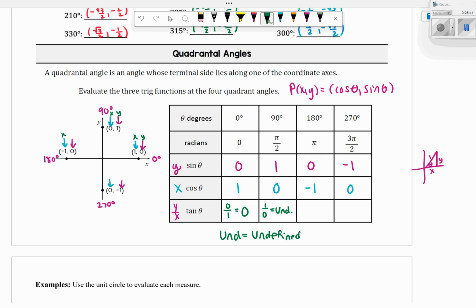So then again, here's my x and my y. So this would be 0 over 1, which is just 0. And again, x and y. So this would be negative 1 over 0, which is undefined. So that's how you would get your tangent on your circle. So let's go ahead and keep going.